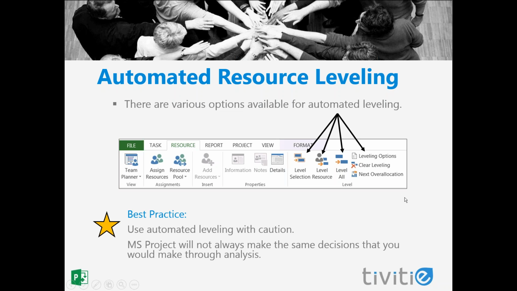A best practice caution. Our recommendation is to use automated leveling with caution. Make sure you understand how it works and make sure you carefully analyze your results. Microsoft Project will not always make the same decisions that you would make through analysis of your overallocations as a project manager. So for example, let's say I have a project and during 1 week next month, I have a 1 hour overallocation in my schedule for one of my resources, 1 hour overallocated on Wednesday. Project will try to level out that overallocation because as far as Project's concerned, we can't have that.